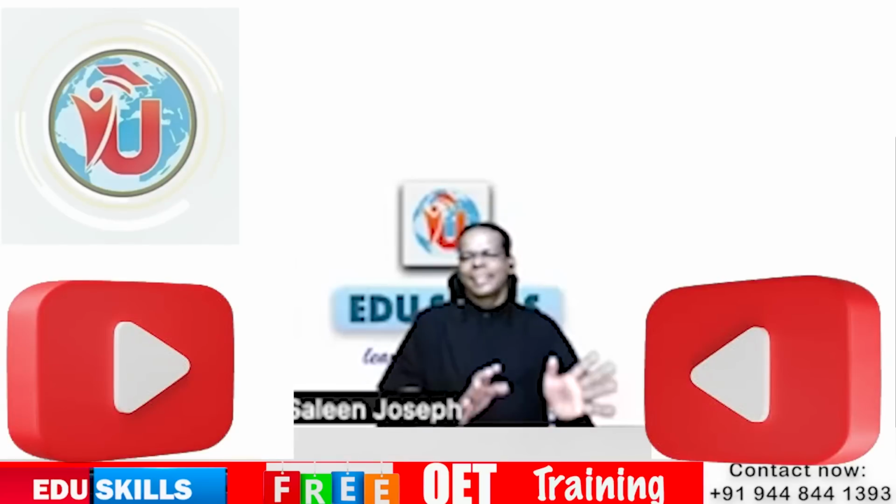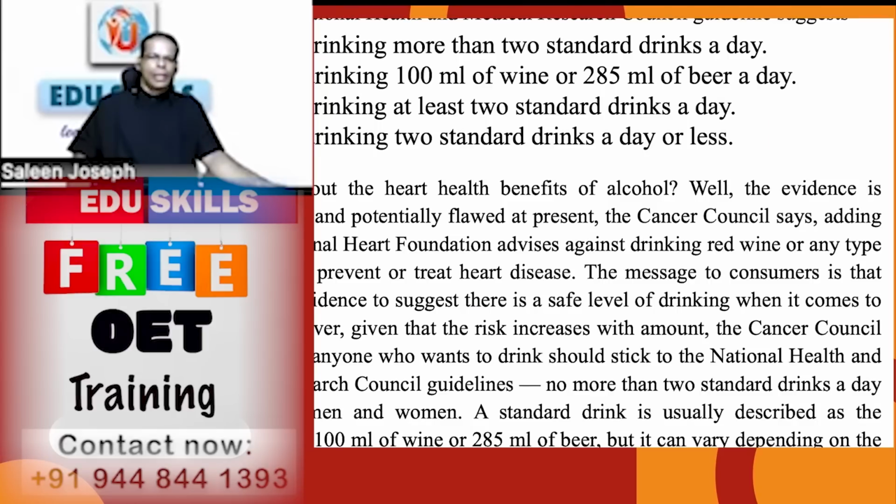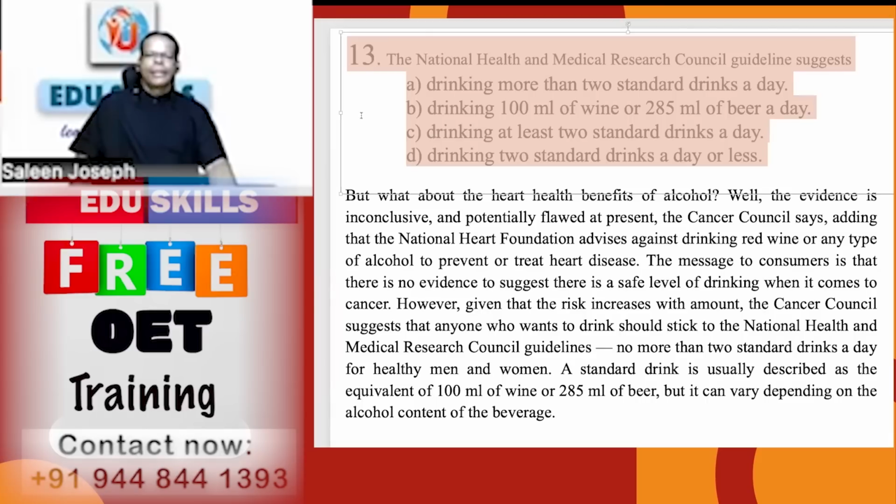So now we are getting into OET reading part C. Opinion questions. Skills assessed are contrast, scale, name versus opinion. Okay, contrast, scale, and the opinion questions. We'll just see. Hope you will listen to it. It's also a listening practice for you. Okay, listen critically. Now the system will be reading it for you. This is reading and listening practice simultaneously.